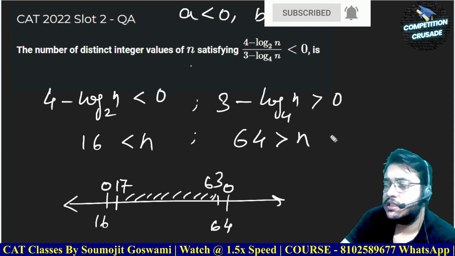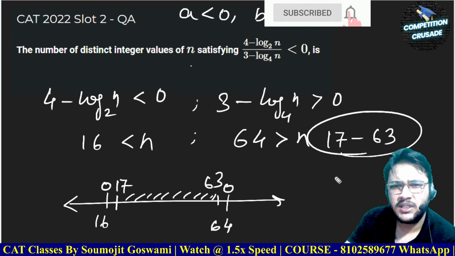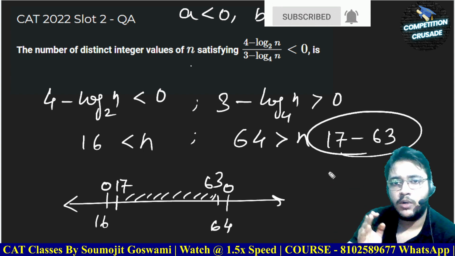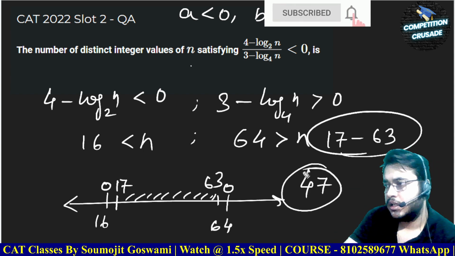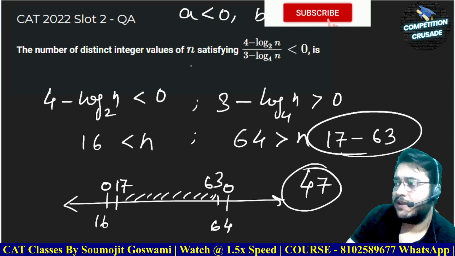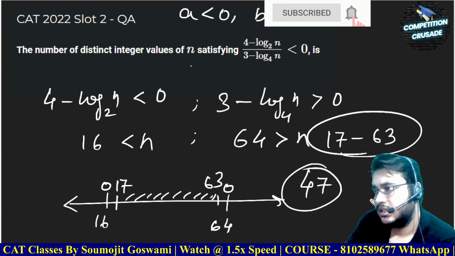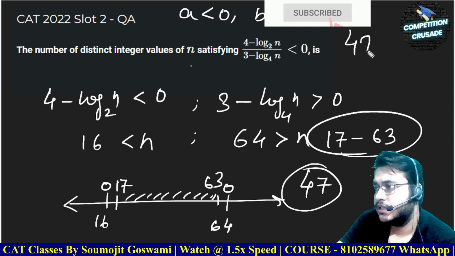So how many integer values from 17 to 63? Do you remember the funda, the big number minus small number plus 1? If you do that, you will get 63 minus 17 is 46, plus 1, that is 47. So the answer to this question has to be 47.